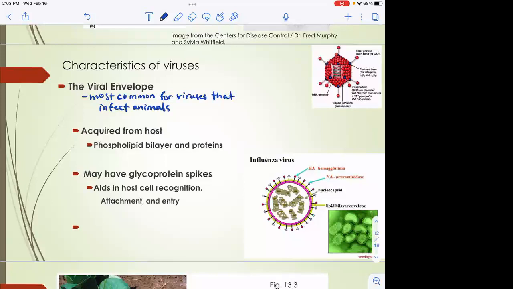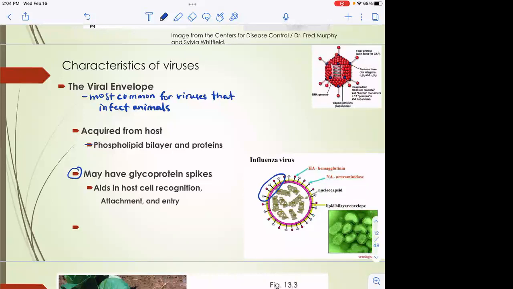And like I said, they're acquired from the host. I talked about that already. Phospholipid bilayer. It may have these glycoprotein spikes that are going to protrude out from the envelope. Of course, we know all about spike proteins from coronavirus. A lot of attention is made to those spike proteins because that's the part of the virus that our immune system recognizes the best. So all of the vaccines have been all about those spike proteins.